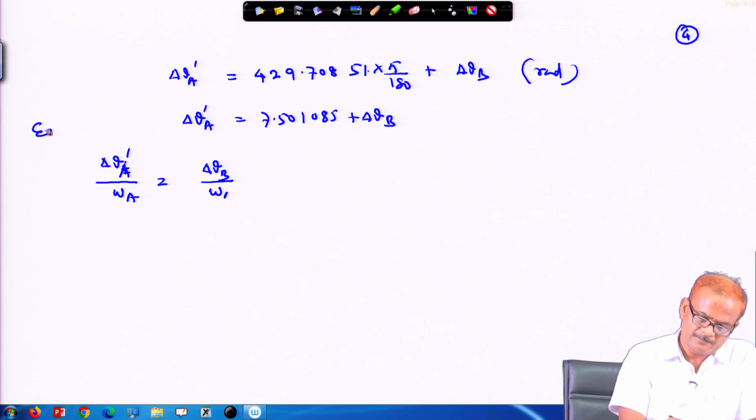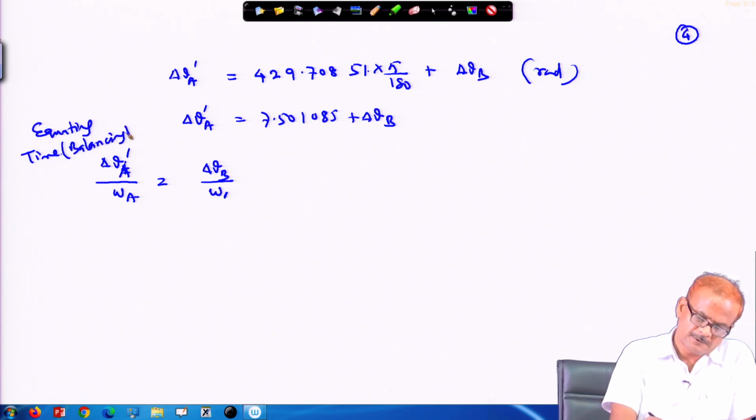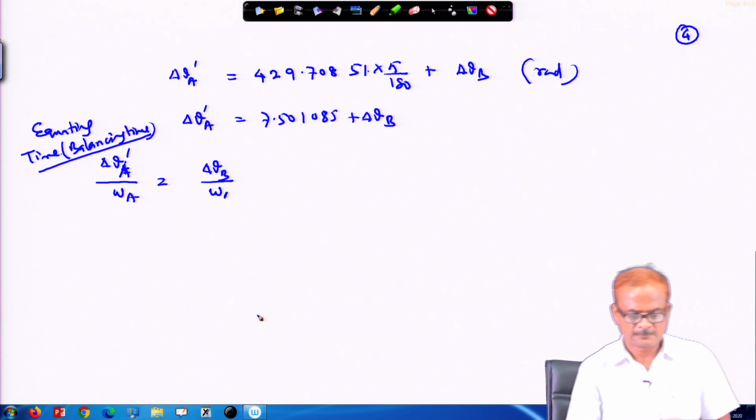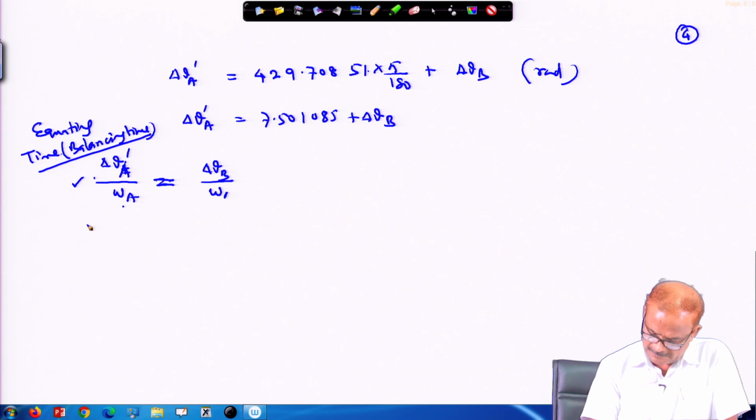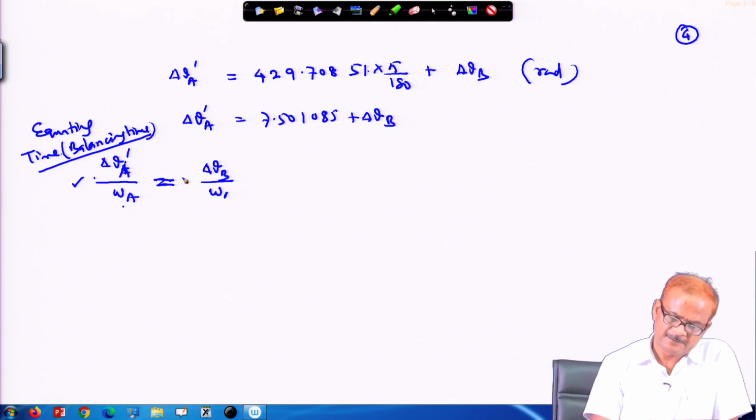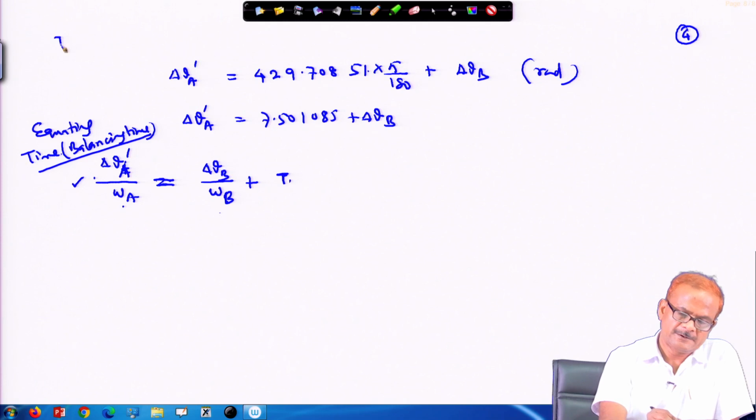now equating time. First we have balanced angle, so equating time or balancing time. So, delta theta a prime divided by omega a, this is the wait time, plus the travel time. So, during that period b will move by delta theta b by omega b plus t, the half period, t equal to t 1 by 2.